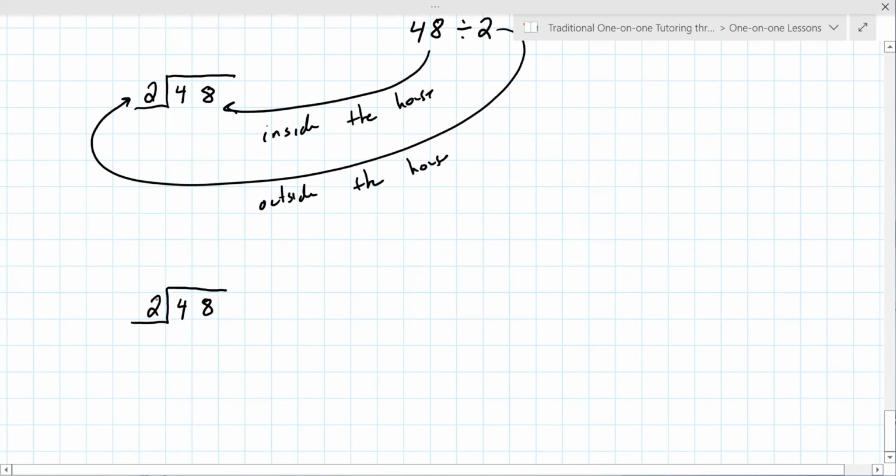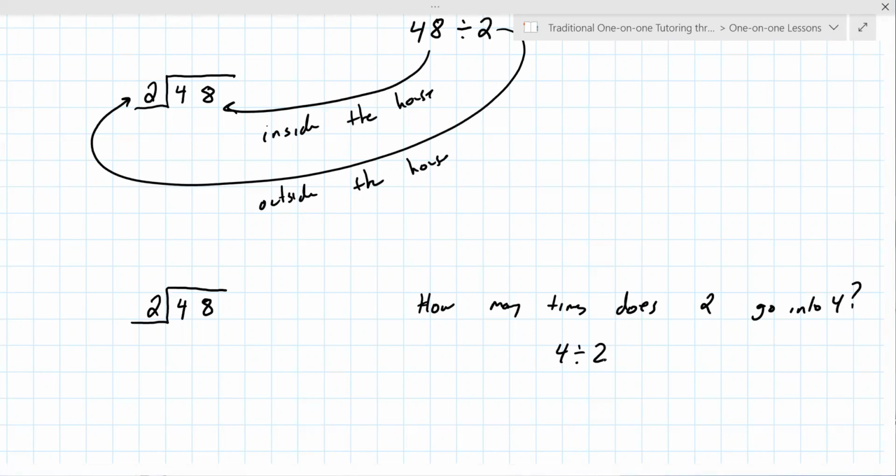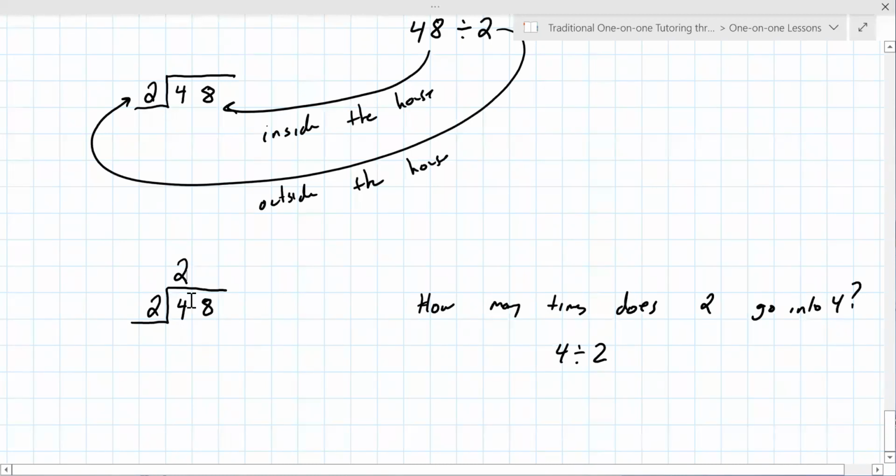How many times does the 2 go into 4? Or in other words, what is 4 divided by 2? Four divided by 2 is 2. Good. Okay. How many times does 2 go into 8? 4. 8 divided by 2 is 4. So that 4 goes there. Good.